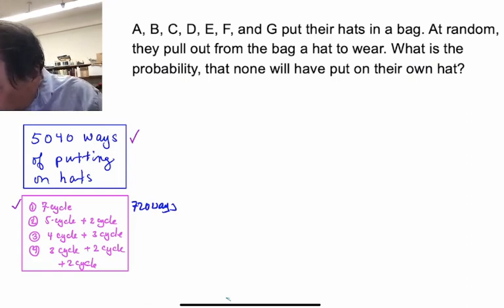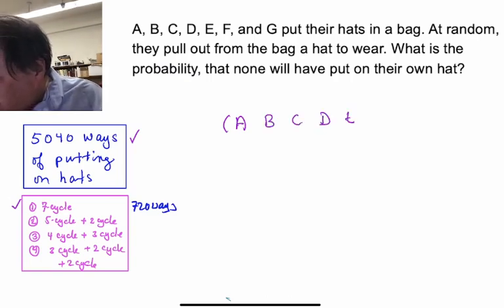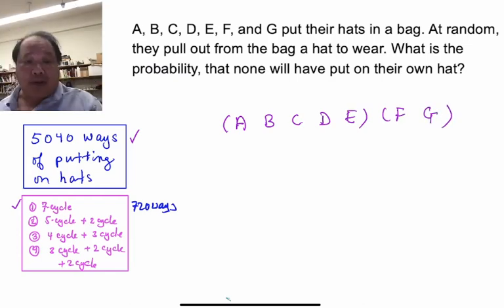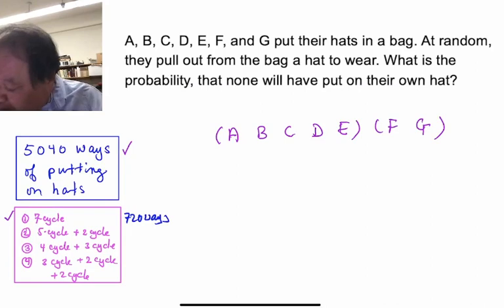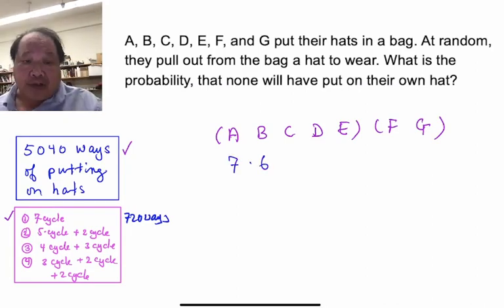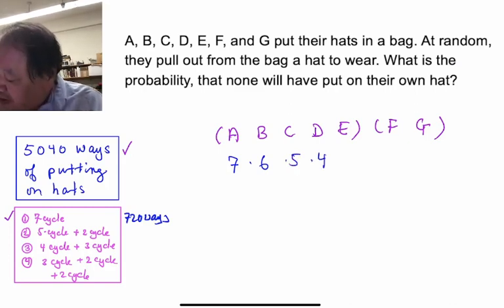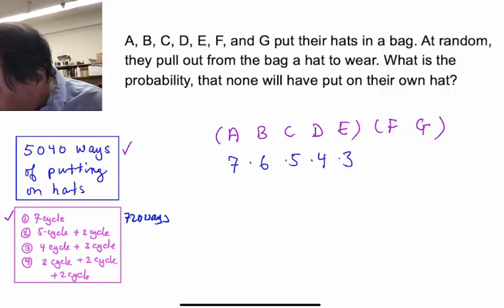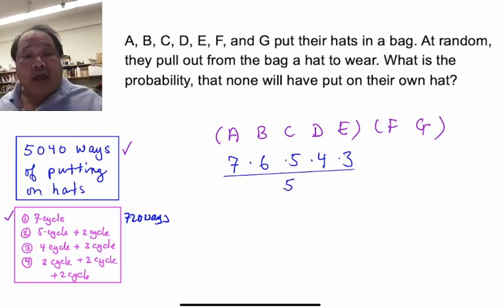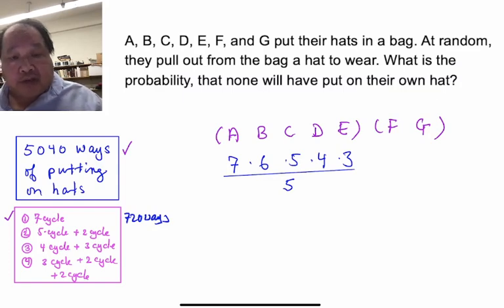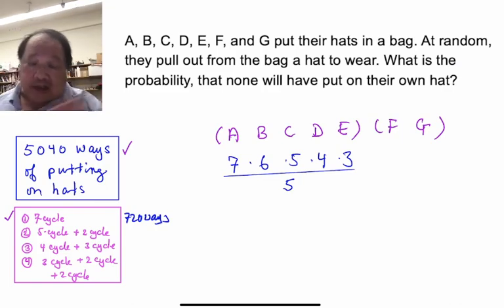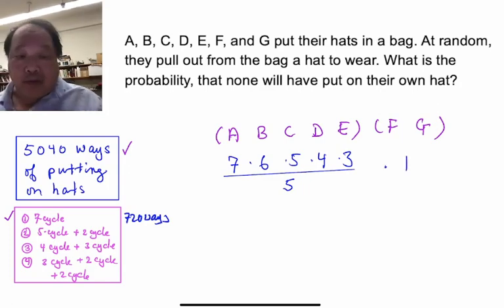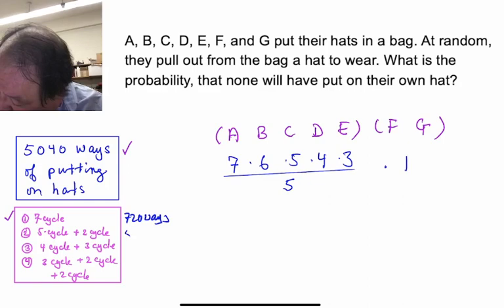Okay, in the 5 cycle plus the 2 cycle, we have A followed by B, C, D, E, and then F and G. So we have any of 7 different ways for the first letter, times 6 for the second letter, times 5 for the third, times 4, times 3. But any of the letters of the cycle can go at the beginning. We've overcounted. We have to divide by 5. And then there's the question: do we have to change the number because of F and G? And the answer is no. Once we've picked the 5 in the 5 cycle, the remaining 2 letters must just interchange hats. So it's just times 1. And if you do that math, that's 504 ways.